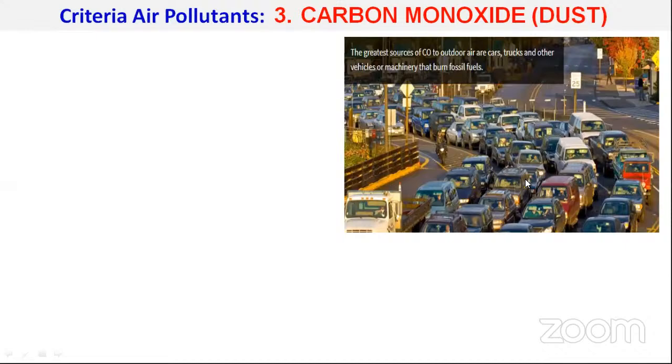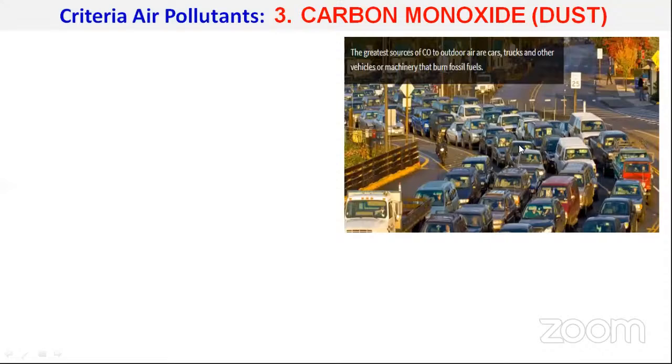The third pollutant is carbon monoxide. Carbon monoxide is very dangerous. Many people know carbon dioxide. In fact, everybody is bothered only about carbon dioxide and carbon monoxide. They are formed in the environment, especially because engines throw out carbon monoxide as the unburned portion of the fossil fuel. Unburned, because our internal combustion engines are not efficient.